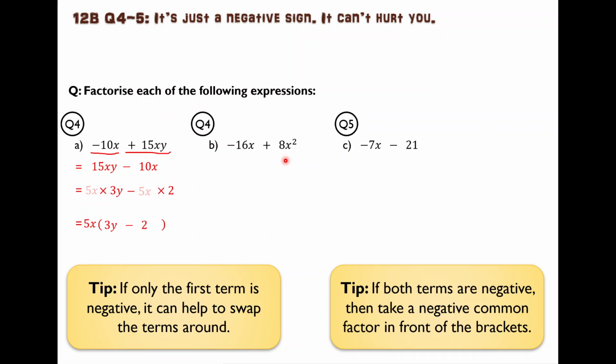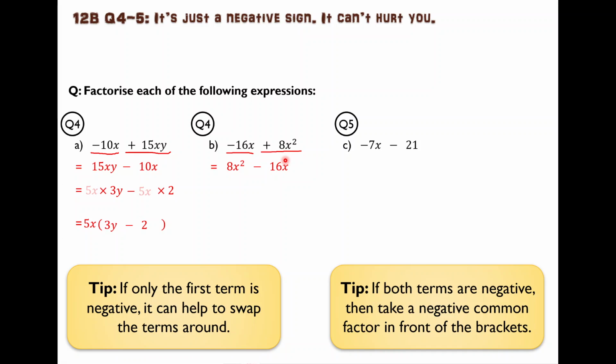Very similar, but this one, the x has a power. First, let's think about the number. Actually, first, let's use our tip here. If only the first term is negative, let's swap them around. I've got one term, which is negative 16x, and another term, which is positive 8x squared. Let's write the 8x squared term first, and then we'll write the negative 16x term.